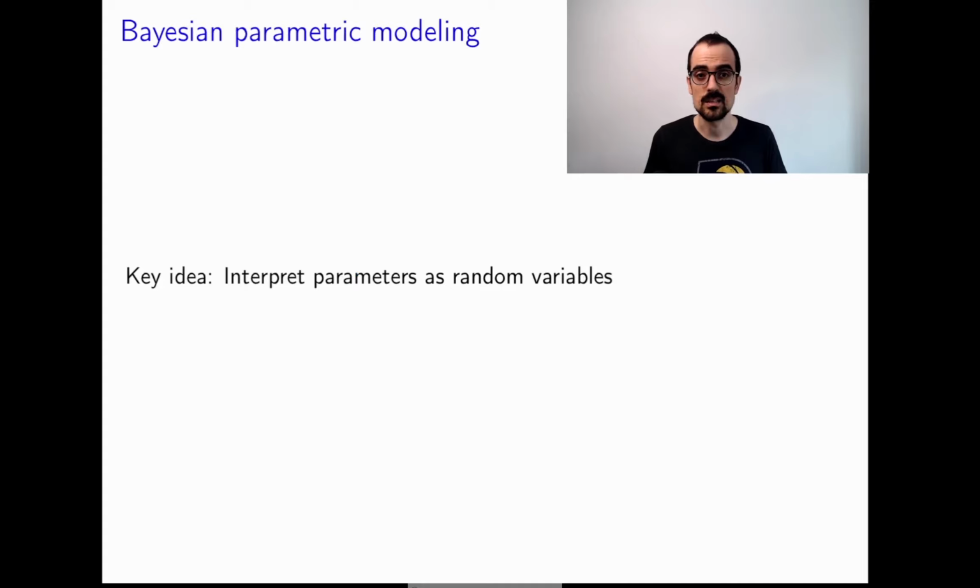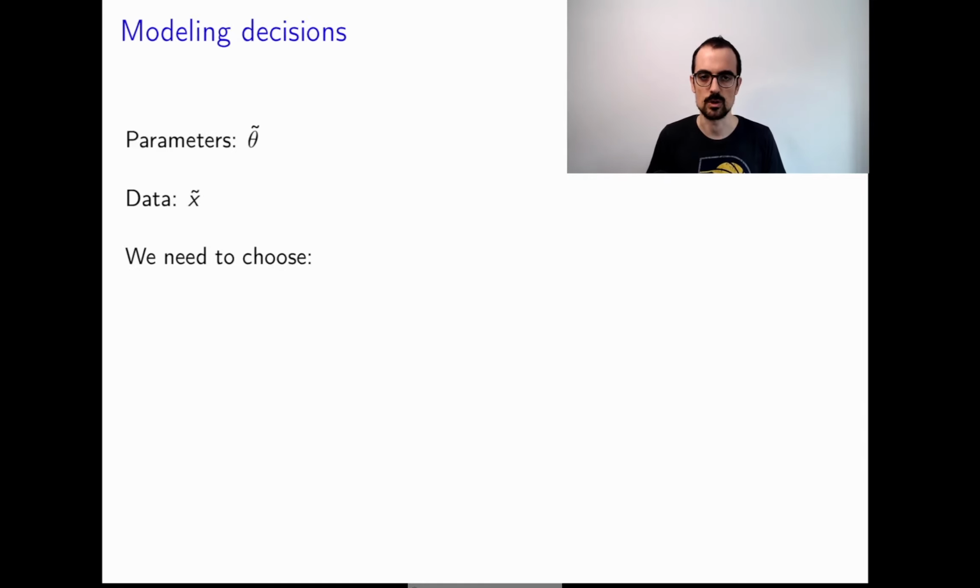The key idea when we're doing Bayesian parametric modeling is that we interpret the parameters themselves, this lambda that the exponential depends on, as random variables. Before, we just considered them as a fixed constant that we had to estimate from the data, and that was it. Now we're actually going to endow these parameters with their own distribution. This will become clearer when we look at an example.